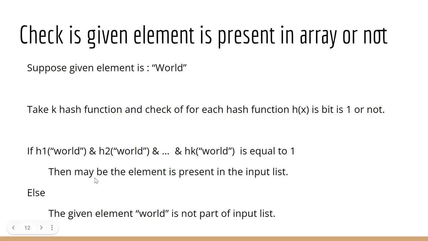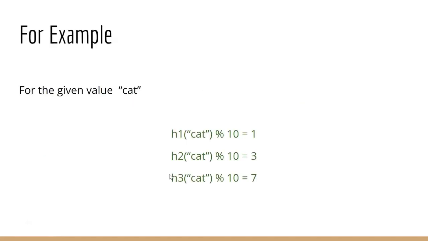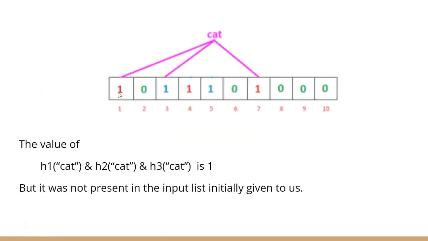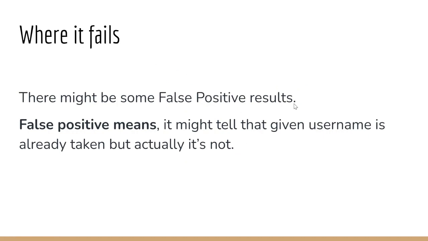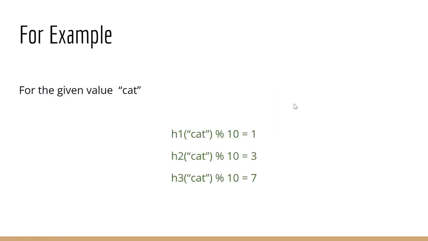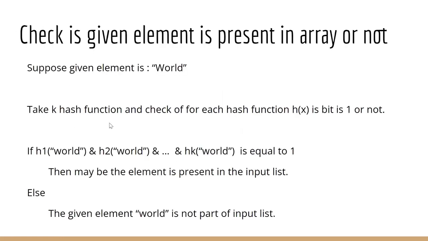There may be cases where the value is equal to 1, but still the element was not present in the list. For example, for the given value cat, the hash of cat is 1, 3, and 7. And for 1, 3, and 7, the values were 1. So we can conclude that cat was present in the input list that we were given in the starting, but actually it was not true. So a false positive rate would also be there. We can increase or decrease the value of k in the hash function to reduce the false positive rate.